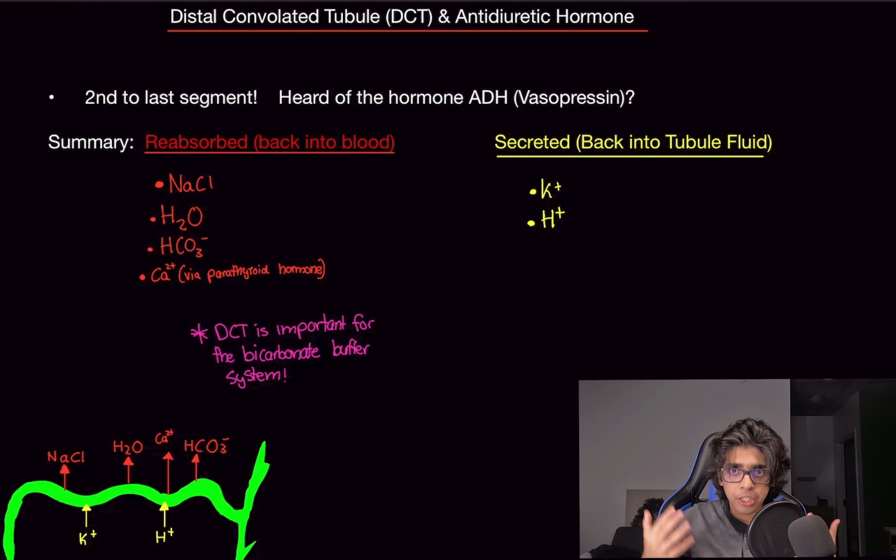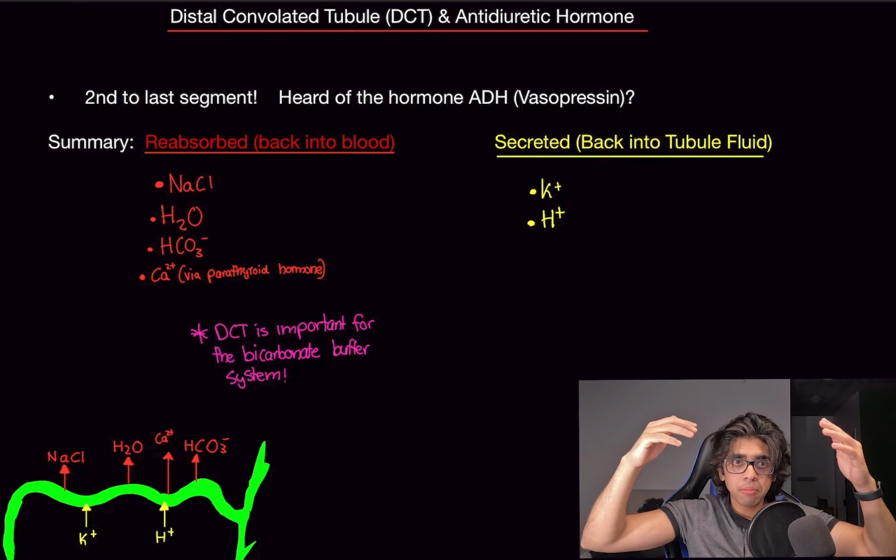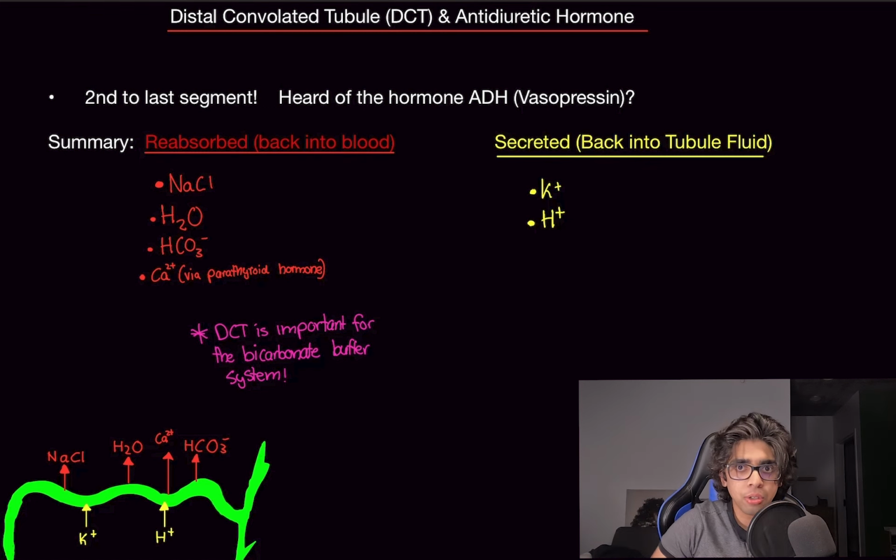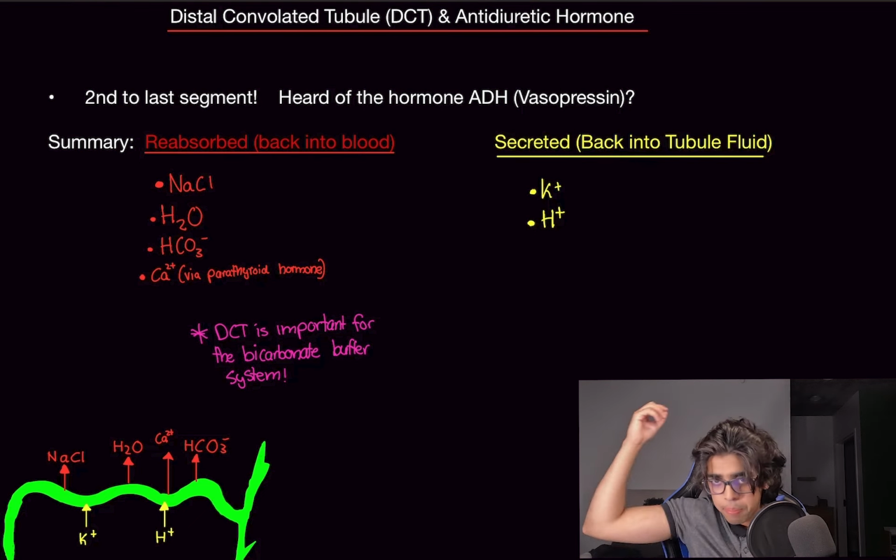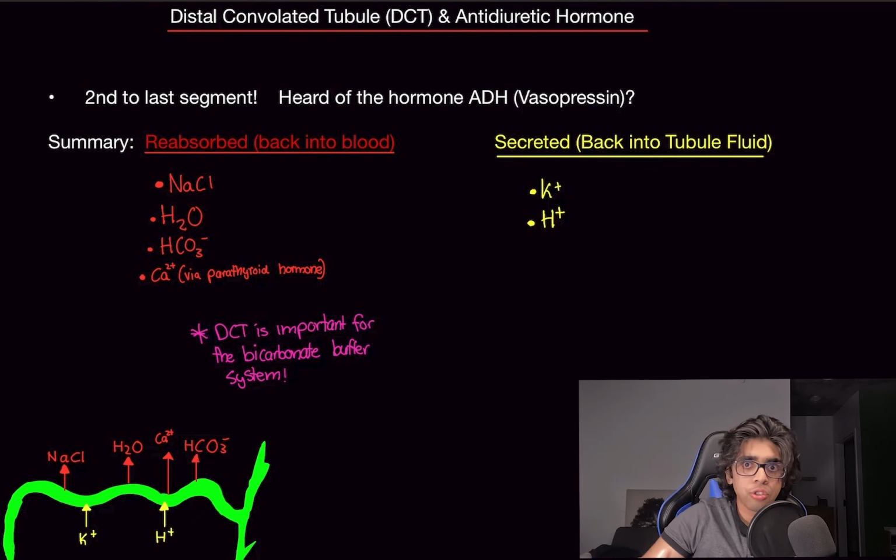So what are we secreting? Taking stuff from the blood and putting it back into the tubular fluid. One of them is potassium, okay? So once again, we talked about the sodium-potassium pump, right? If there's too much potassium in our blood, we need to put it back in the tubular fluid and urinate it out so the balance is appropriate, right?